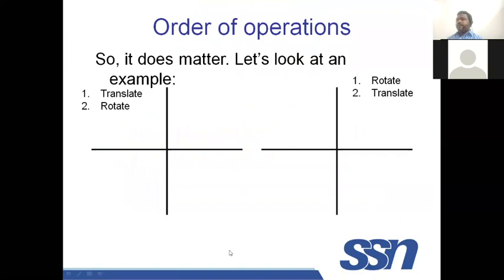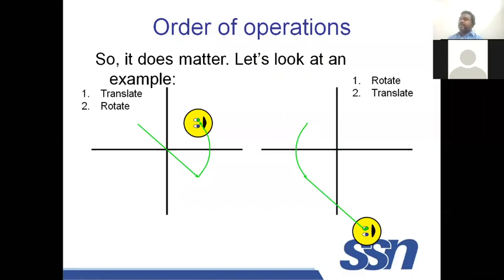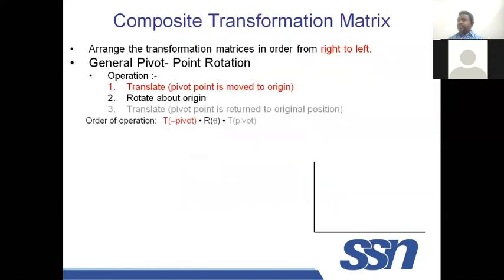Now you just look at it, the order of operation is very important. If you look at here, one object is appearing, you can translate first, then rotate with respect to a certain angle. The same thing if you do first rotation and then translation, the final position will be different. So order of operation is very important. So based on that you have to define the composite transformation matrix.